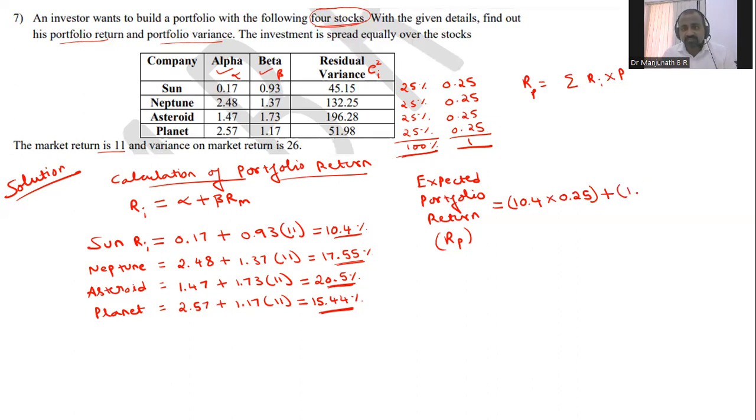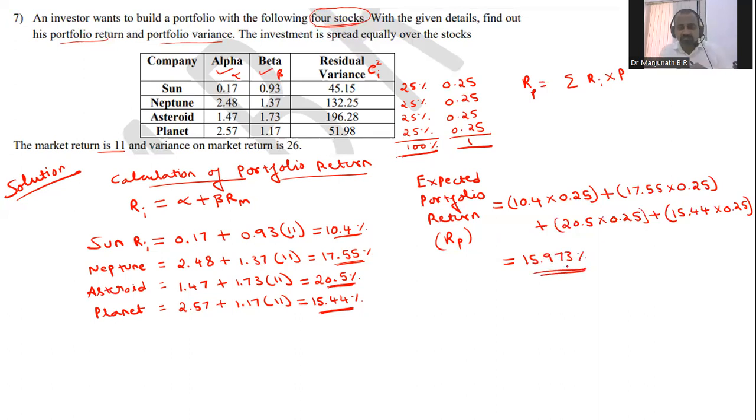The second security is 17.55, and this is multiplied with the weight of that security, that is 0.25, plus the third security, 20.5%, multiplied with the weight of that particular security. And then again, the last security, 15.44, multiplied with 0.25 weight of that security. If you simplify all these things, you should be able to get 15.973% as the portfolio return.